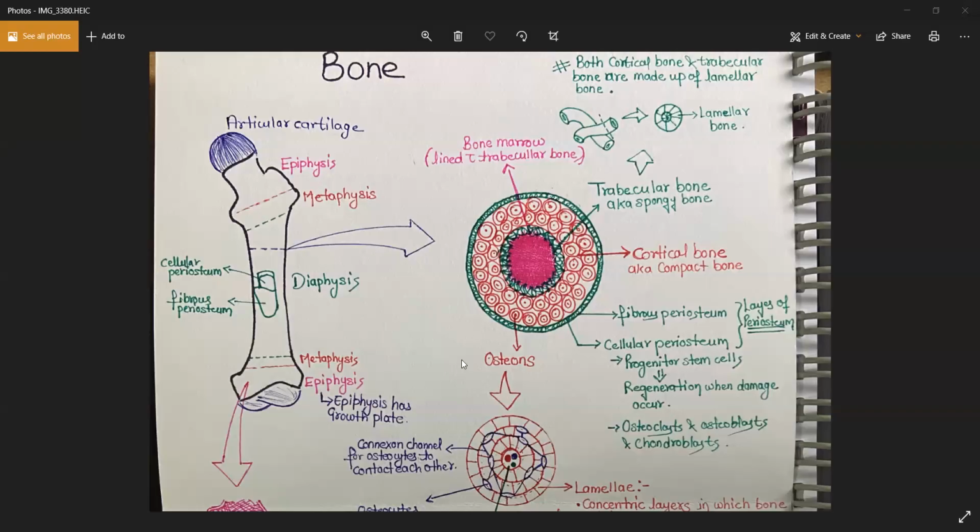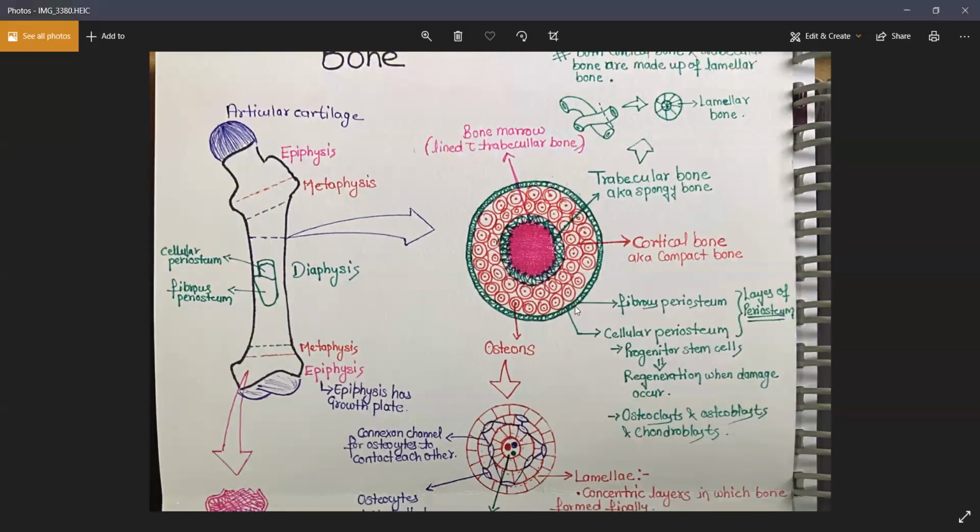After the periosteum, you have two parts of the bone: the cortical bone and the trabecular bone. The cortical bone is the outer part, and the trabecular bone is the inner part. Both are made up of the lamellar type of bone that we have discussed. You have two types of bone formation, the woven bone and the lamellar bone, and it is the lamellar bone which ultimately forms your real bone.